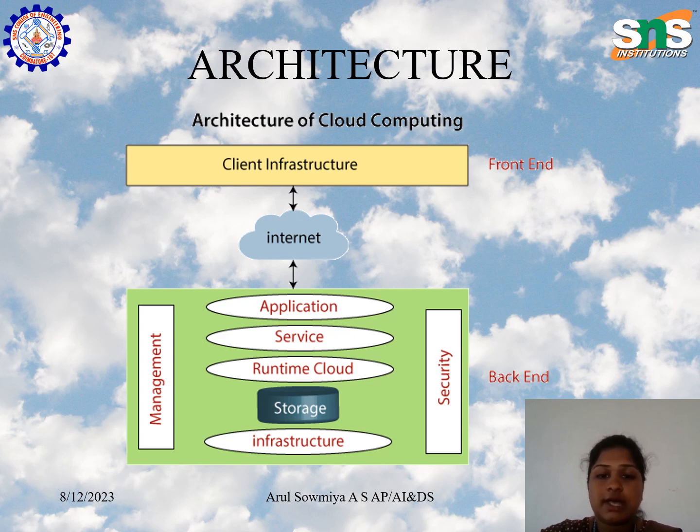So here there are two types. The first one is front end and the second one is back end. Front end is nothing but it contains a client-side interface and applications. Both of these components are important to access the cloud computing. The front end includes web browsers like Chrome, Firefox, Opera, and clients and mobile devices.